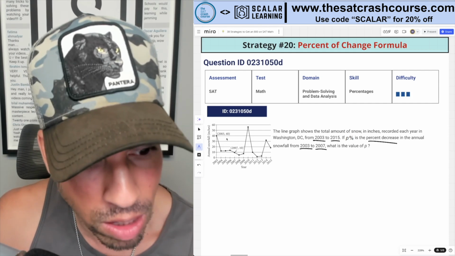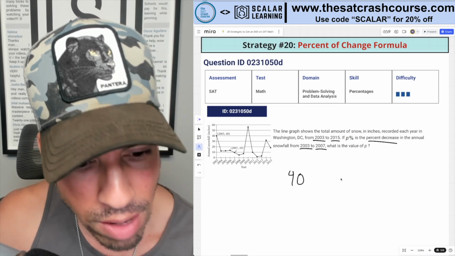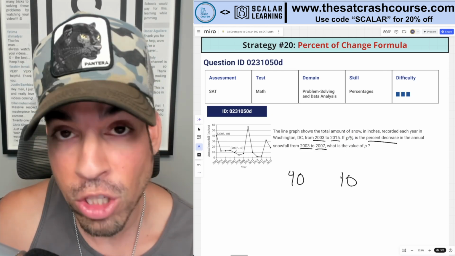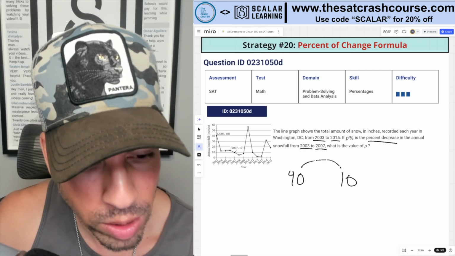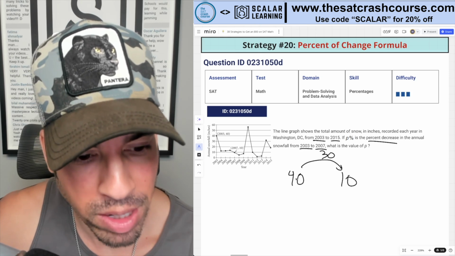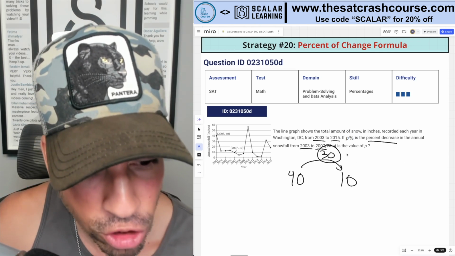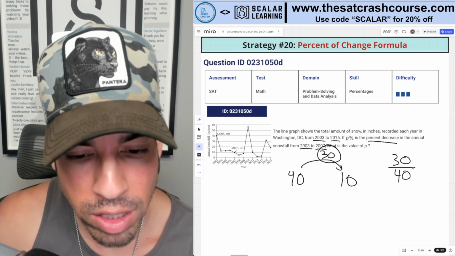All right, let's write these values down. So in 2003, it was 40. In 2007, it was 10. So watch how I do this. I say from 40 to 10, how much did it change? It went down by 30. And if I want to know the percent decrease from here to here, I take this change value as a percent of 40, meaning 30 out of 40.